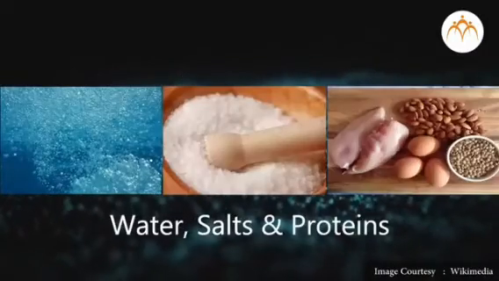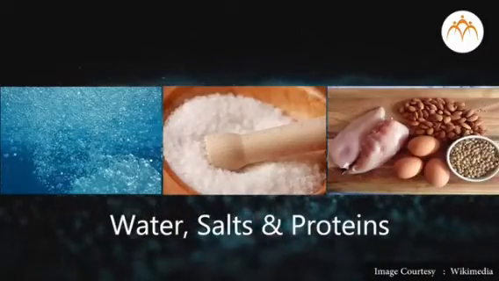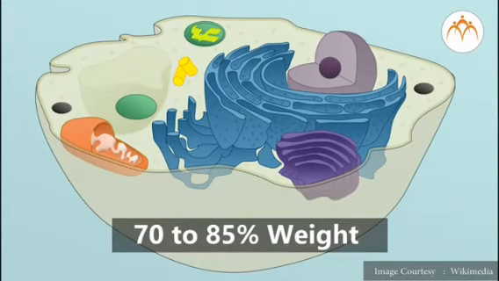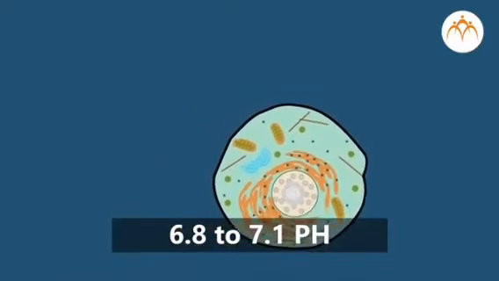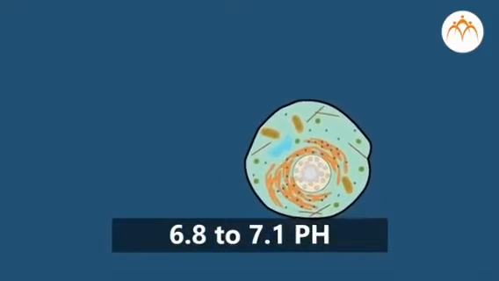It is mainly composed of water, salts and proteins. Water constitutes about 70 to 85% by weight of a eukaryotic cell. Thus, a large part of the cytoplasmic matrix is water. Usually matrix pH is around neutrality, about pH 6.8 to 7.1.